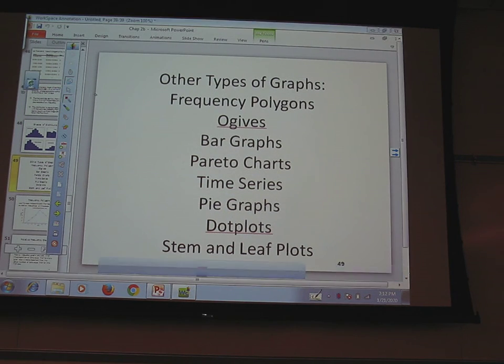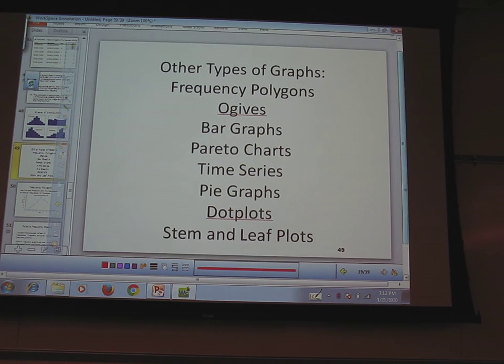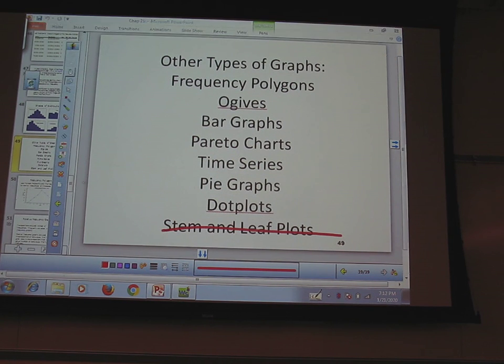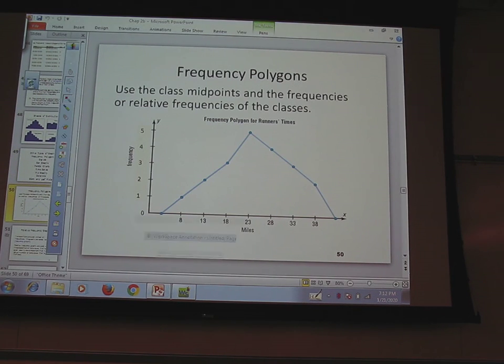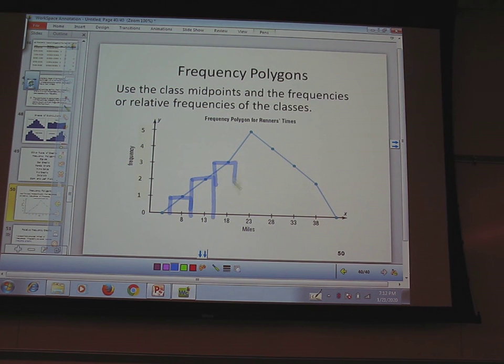There are other types of graphs which we'll talk about very briefly: frequency polygons, ogives, bar graphs, Pareto charts, time series graphs, pie graphs, and dot plots. We're not going to worry about those. Frequency polygons use the class midpoints in the middle and frequencies or relative frequencies of the classes. They're very similar to a histogram in that they display the same information. If I were to draw a histogram, it would look just like that. To a large extent they're not much used, because they give you the same information you get from a histogram.